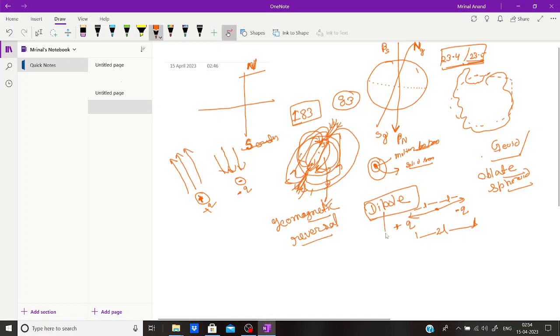So here the concept of the dipole moment comes in. The dipole moment is denoted by p. It is a vector quantity. The product of the positive charge and the distance between them, 2L, is the dipole moment. The unit of charge is coulomb, and the distance is in meters, so the unit of the dipole moment is coulomb meter.